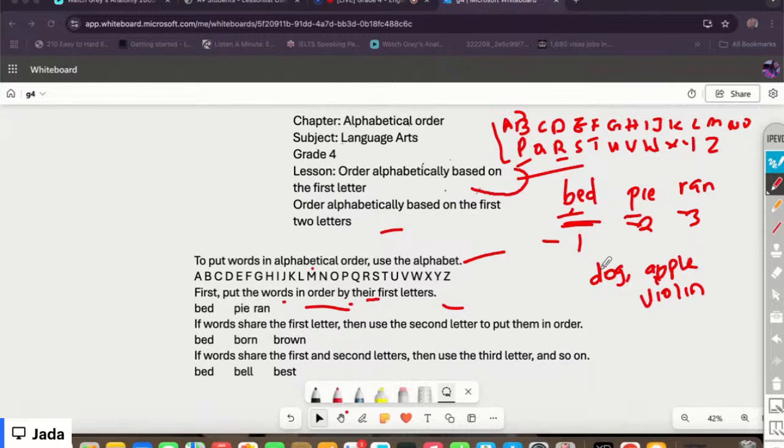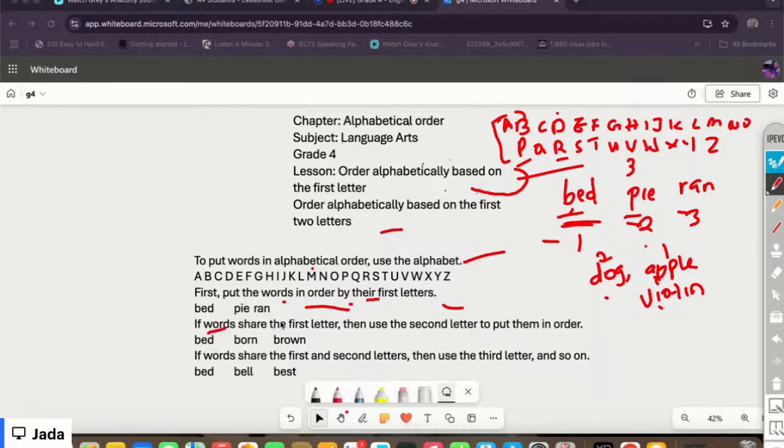Okay, so obviously apple is gonna come first because we have A here. So A for the apple first. So apple will be the first. D the dog. So dog will be the second, and violin would be the third. So that's it, like alphabetically, the first letter first. So which one comes first? Which one comes next? Which one comes second? Okay, so that's what we're doing.